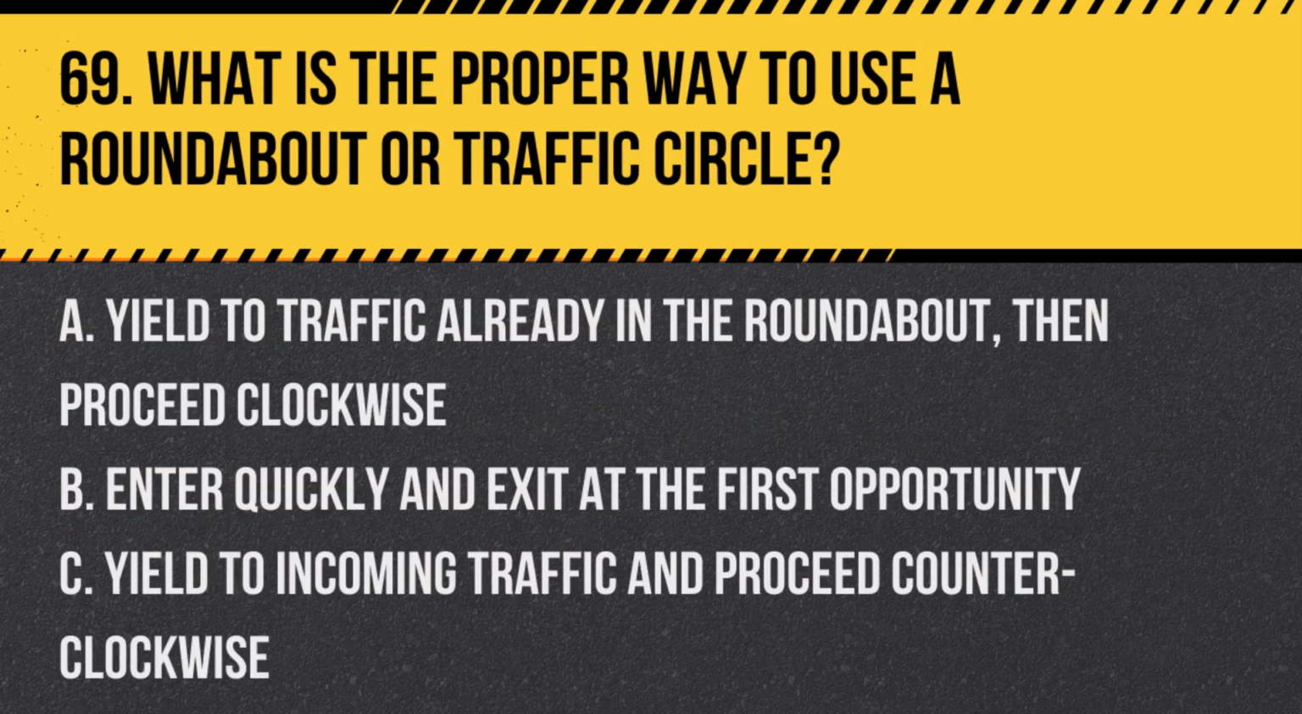Question 69. What is the proper way to use a roundabout or traffic circle? A. Yield to traffic already in the roundabout, then proceed clockwise. B. Enter quickly and exit at the first opportunity. C. Yield to incoming traffic and proceed counterclockwise. Answer: C. Yield to incoming traffic and proceed counterclockwise. In a roundabout, yield to traffic already in the circle, then enter and proceed counterclockwise.